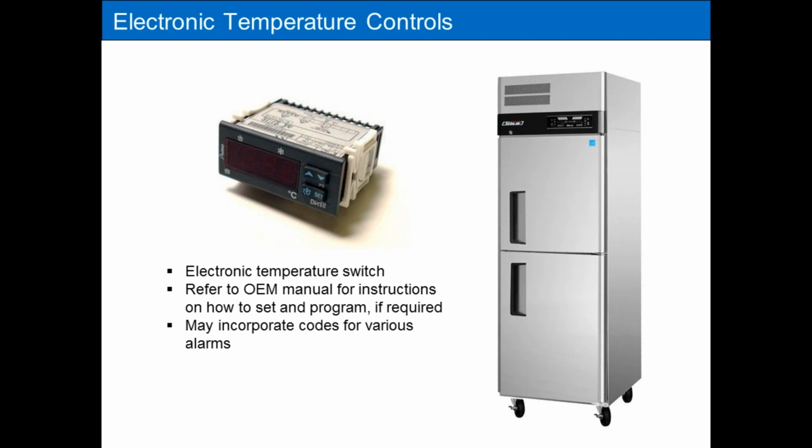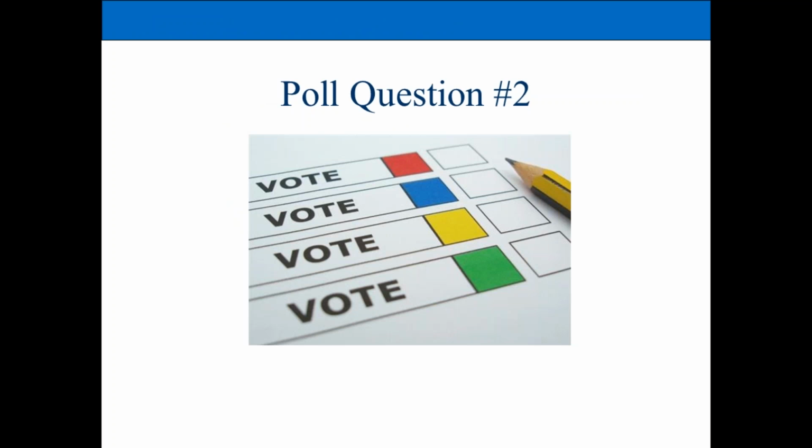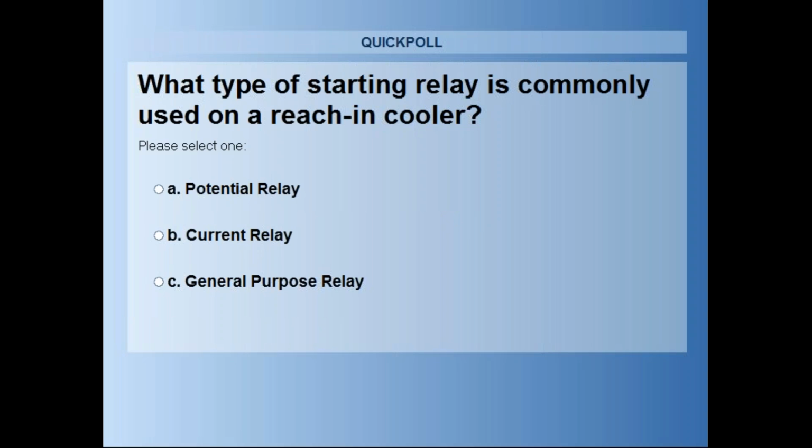All right, Kim, I sped it up there a little bit, so now we're ready for the second poll question, if you want to go ahead and launch that. And that question is, what type of starting relay is commonly used on a reach-in cooler? Is it A, potential relay, B, current relay, or C, general purpose relay? So if you would, go ahead and place your votes. And we'll give it just a couple more seconds for everyone to get those votes cast, and then we'll share the results and correct answer.